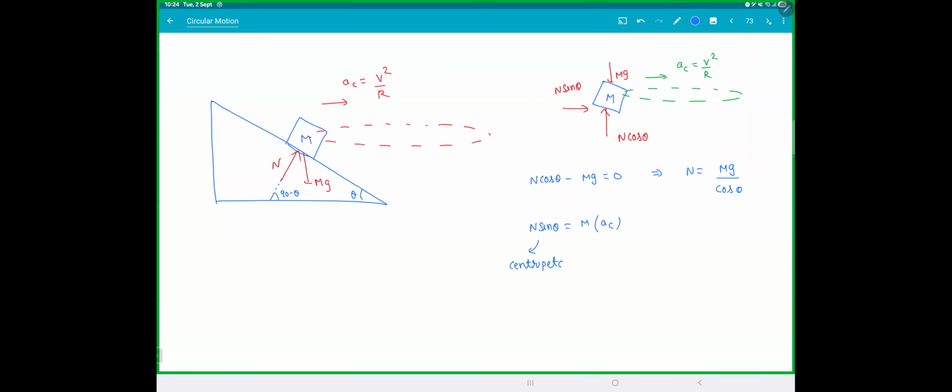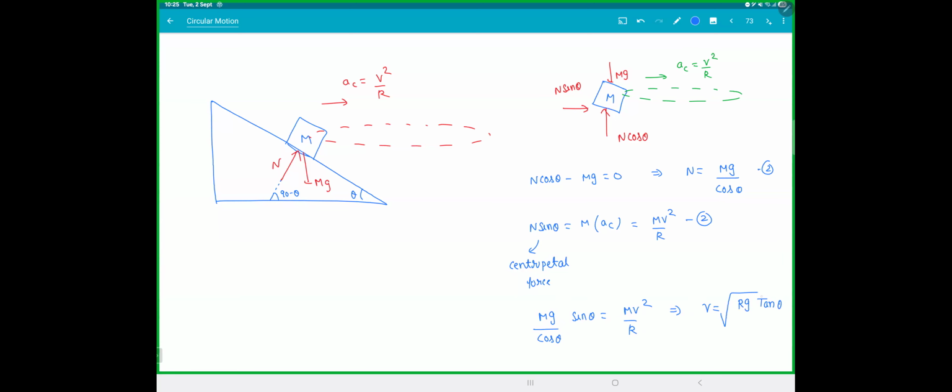The force which provides your centripetal acceleration is called centripetal force, which is mv square by r. Take that N and substitute here, you end up with mg by cos theta times sine theta is equal to mv square by r. So we get v is equal to root over rg tan theta.